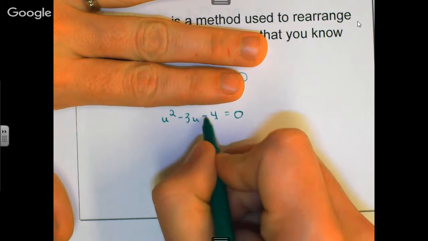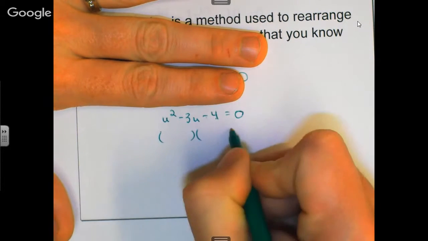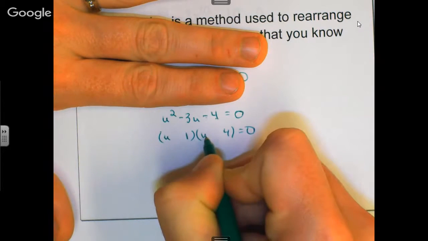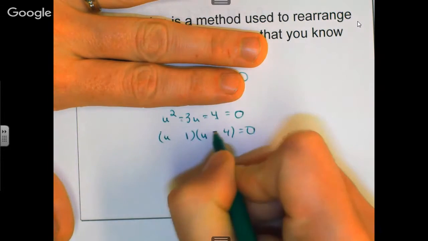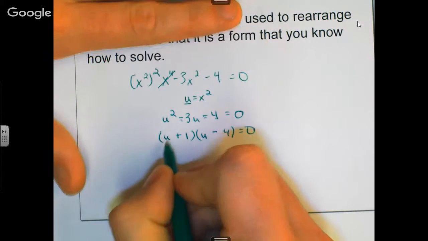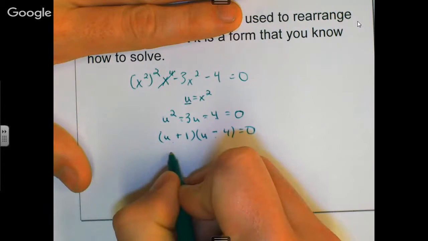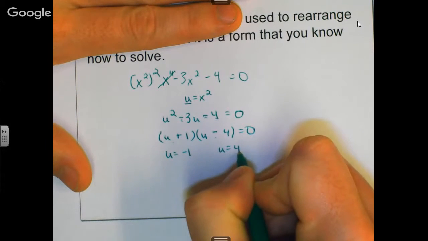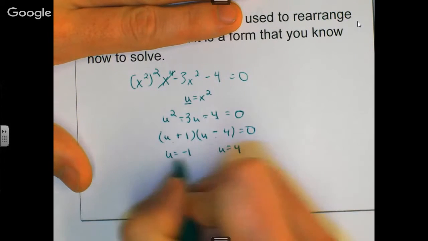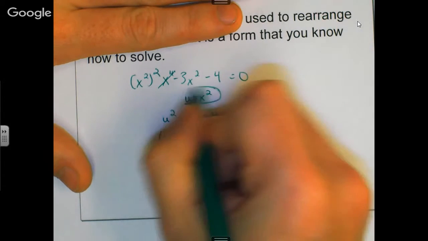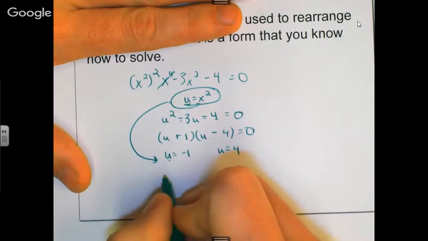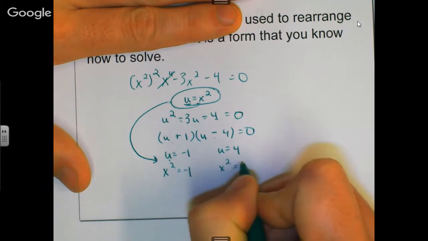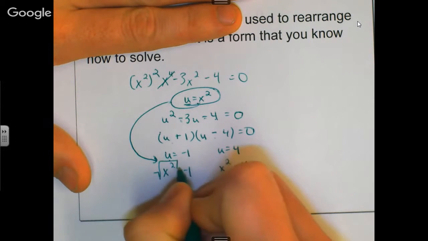Factors of 4, that subtract to 3. That'd be 4 and 1, u and u. Signs are different, the bigger one is negative. So then we will set each one of these equal to 0. We'll say u equals minus 1 and u equals 4. Now I don't care what u is, I care what x is. So we will make that substitution back in. X squared equals minus 1, x squared equals 4. So square root everything.